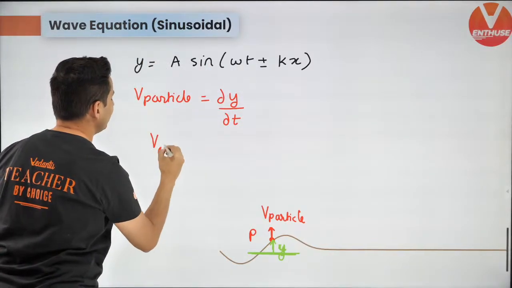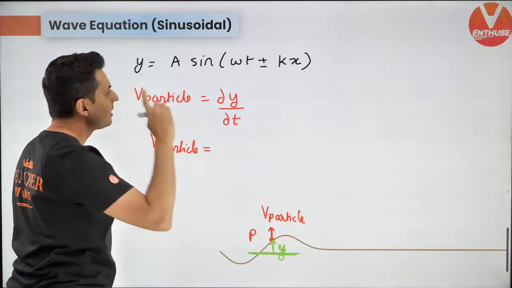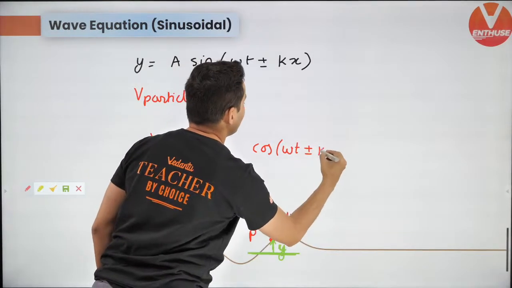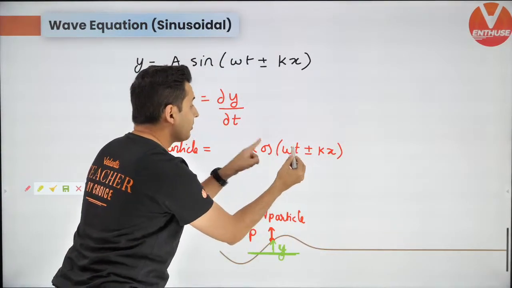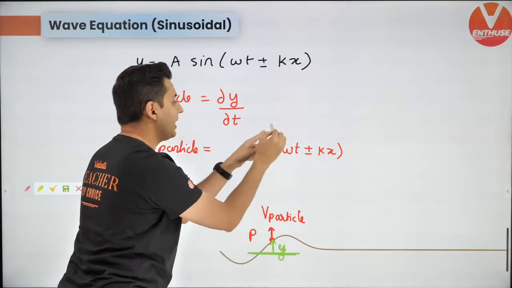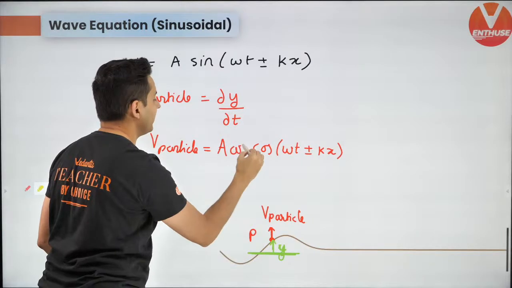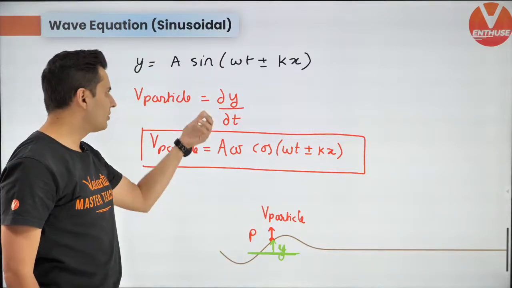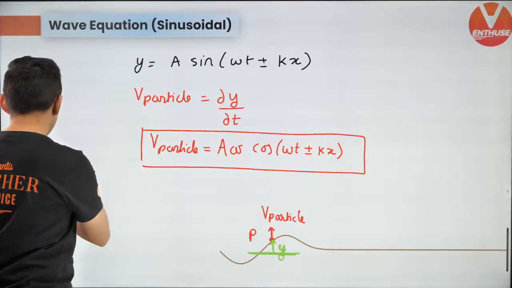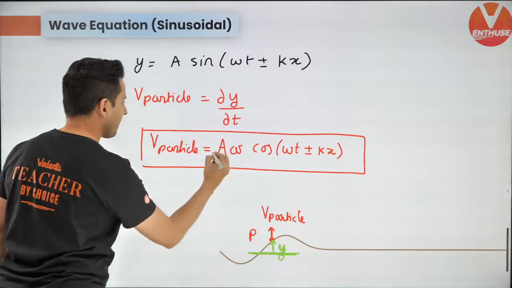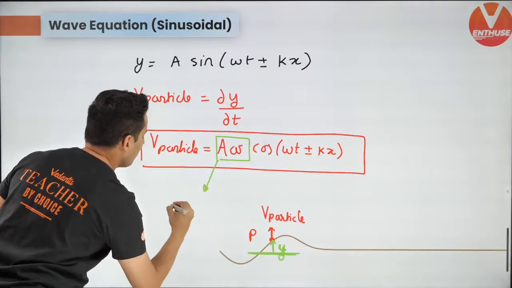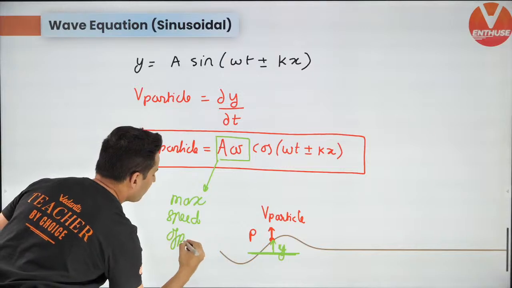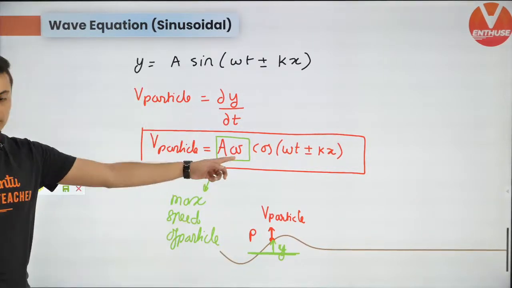And when you differentiate this, guys, isn't it obvious? Sine's derivative will be cos. So it will be cos of omega t plus minus kx. And because you are differentiating with time, the coefficient of time will come outside and it will become a omega. This looks to me like an SHM kind of formula. So from sine you have come to cos. This a omega will be the maximum speed of the particle. That's what it would be. I hope this is clear.